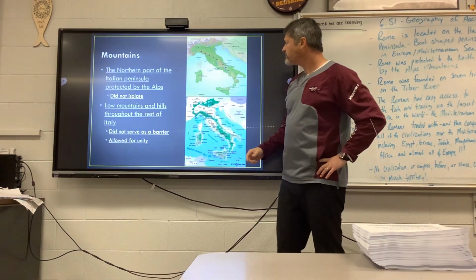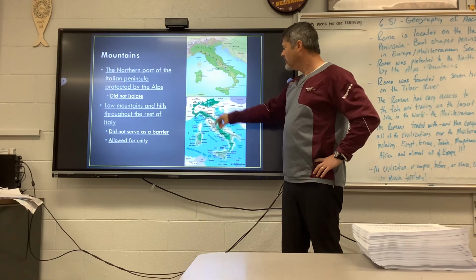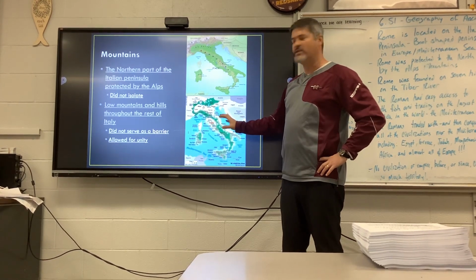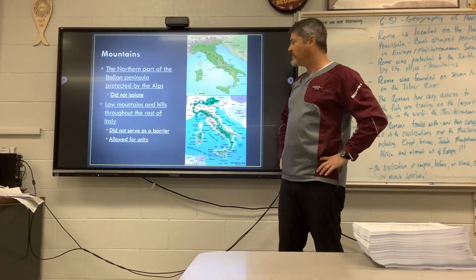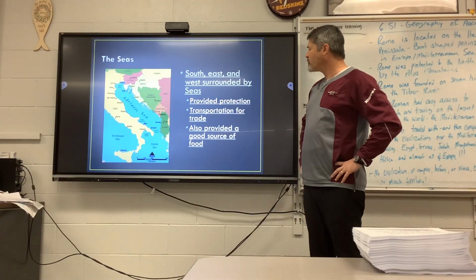Go back up. The lower mountains throughout the rest of Italy, you're going to have here, but they do not serve as a barrier for any unity. All the Italians were able to be connected, even though they had some mountains. Next. The seas, south, east, and west, were surrounded by seas.